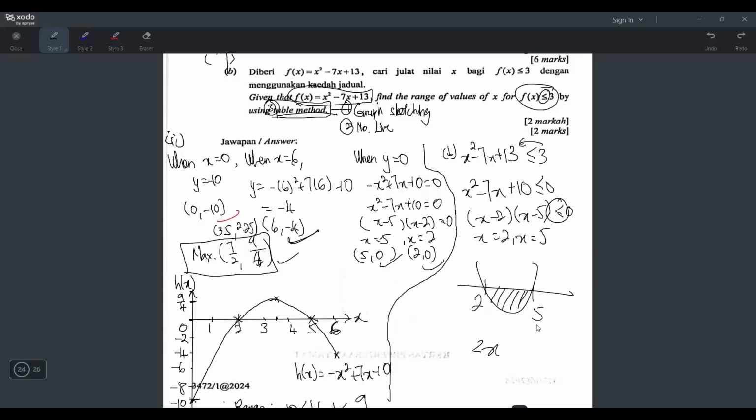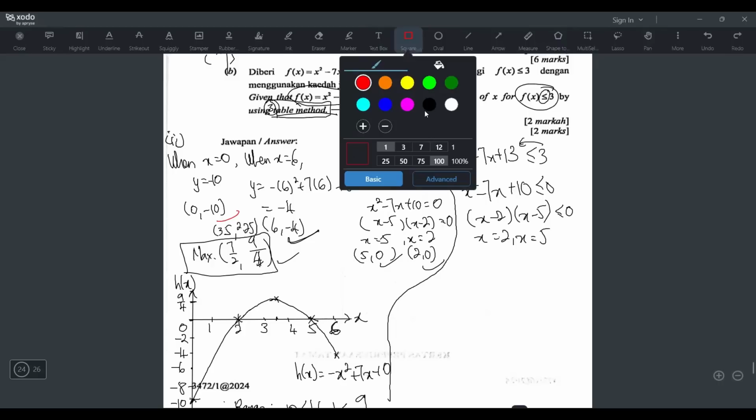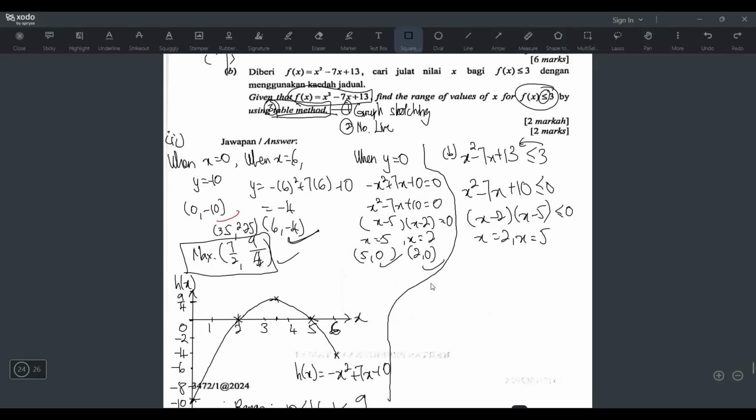But this is if you use the graph sketching method. But the question says use the table method, so I will show you the table method. It looks like this. You will draw a table. The table doesn't have to be very big, but I think this is enough. Something like this. Okay, I think this is big enough already.